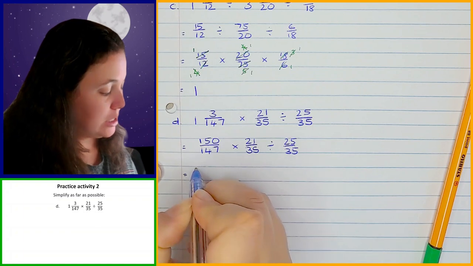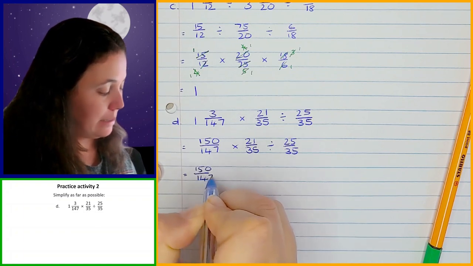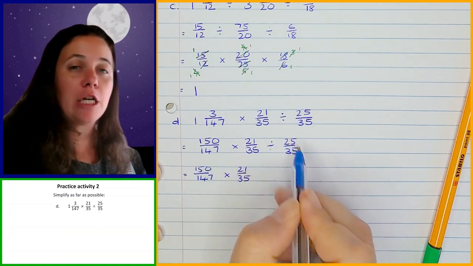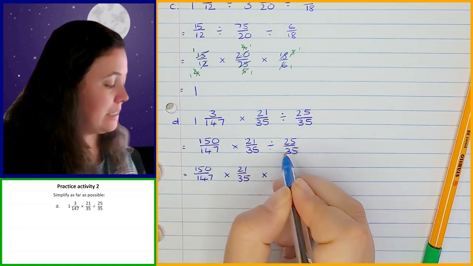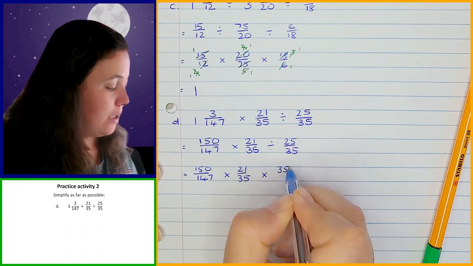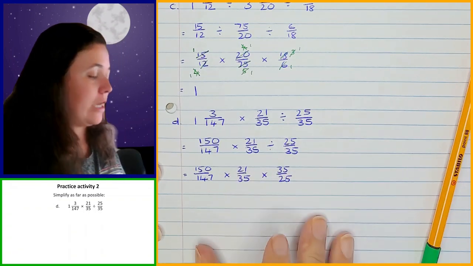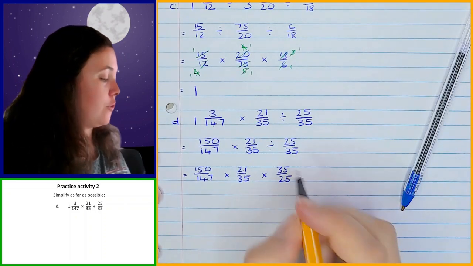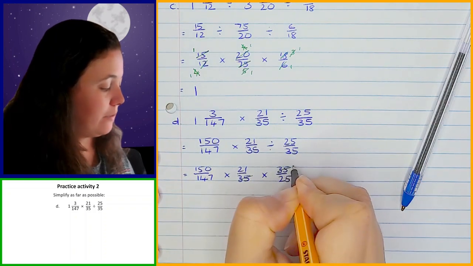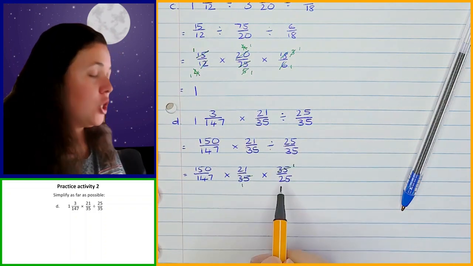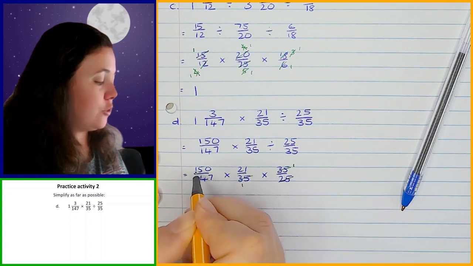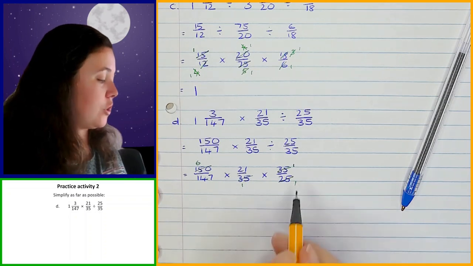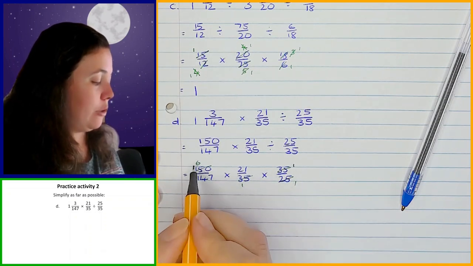So now I'm going to change this to 150 over 147. That stays the same. This also stays the same. But this is going to now change. The divide sign changes to a times sign, and this tips over. So I've got 35 over 25. Okay, so now that I've got that, I can go and cancel out any common factors. So the 35 and the 35, I can cancel out straight away. 35 goes in there once, 35 goes in there once. 25 goes into 150 6 times, and 25 obviously goes into itself once. So that leaves me with 1 and 1, and over here I've got 6.